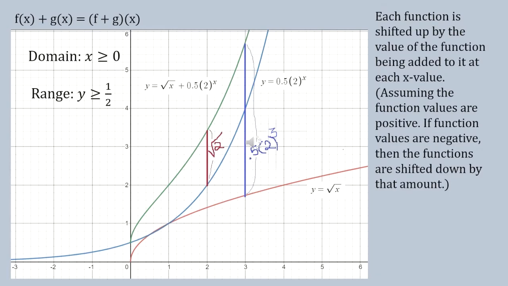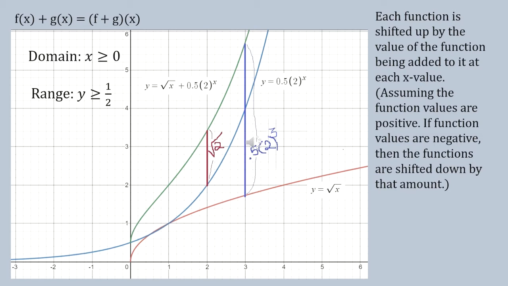To add functions, you are stacking two functions together to create a resulting sum. Here the green function is the sum of the square root of x plus 0.5 times 2 to the x. At x equals 2, you could see that the value on the green function is the square root of 2 added to the value on the blue function, which is our original exponential function.